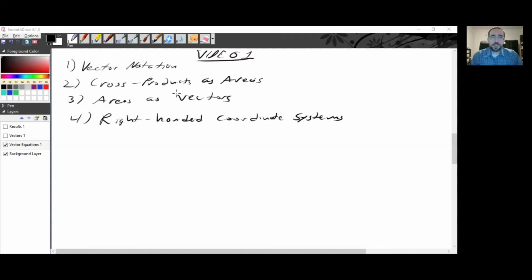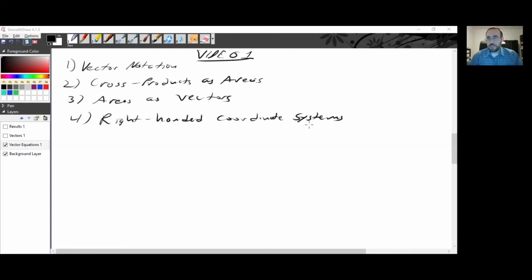The second thing is treating cross products as areas. So we'll talk about areas then as vectors, which might seem a little bit strange, but hopefully I'll be able to clarify that for you. And then we'll get into right-handed coordinate systems. So the only cross product we're going to do in this is really, really simple. We'll save the more complex stuff for a future video.